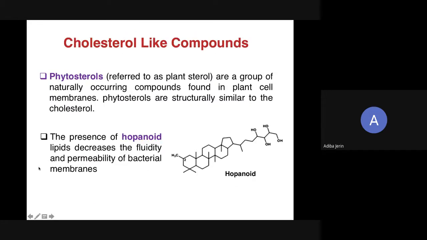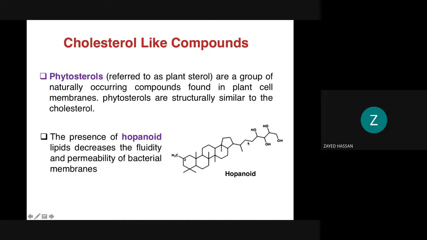Okay. So actually, plant cells contain phytosterol. They are similar to cholesterol. Phyto means plant. Is it clear? And they have the same activities as cholesterol. So their functions are almost similar to what cholesterol's functions are.